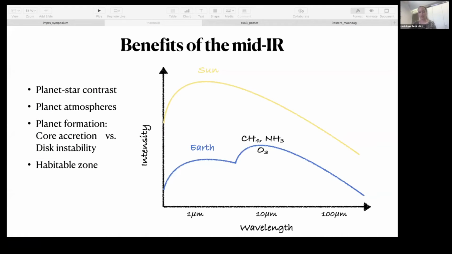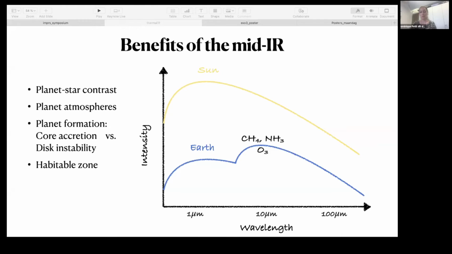To help illuminate that a bit, I've made a sketch here of the spectral energy distributions of a planet and a star. And you can already see that at 10 micron, the contrast between the two is a lot better than at around 1 micron. Additionally, there's a couple of molecules, such as methane and ammonia, that have absorption features in the thermal infrared. With these molecules, we can characterize exoplanet atmospheres, and then we can calculate C/O ratios, N/O ratios. And these can help us distinguish between different models of planet formation.